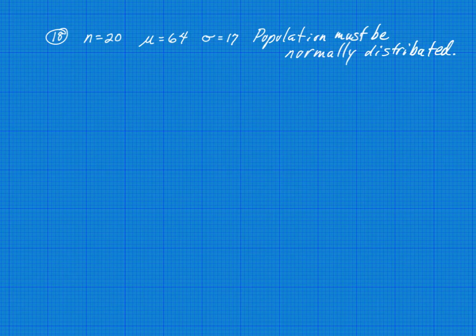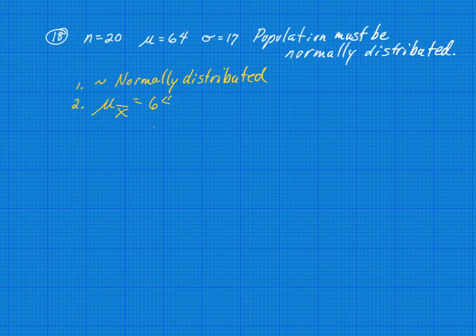Since the population from which we take our samples is normally distributed, we can describe the sampling distribution of the sample mean. And the first thing we can say is it is approximately normally distributed. Okay, so there's the shape, bell-shaped, normally distributed. And the mean of the sampling distribution is 64, the same as the mean of the population.